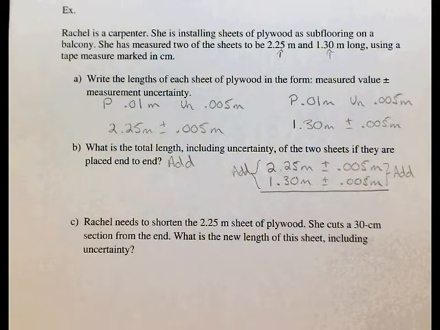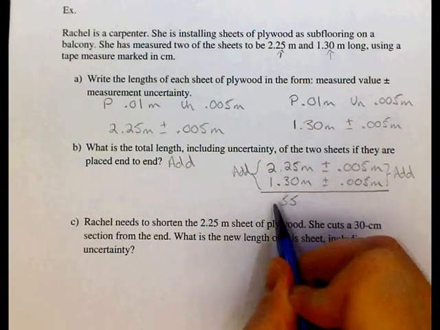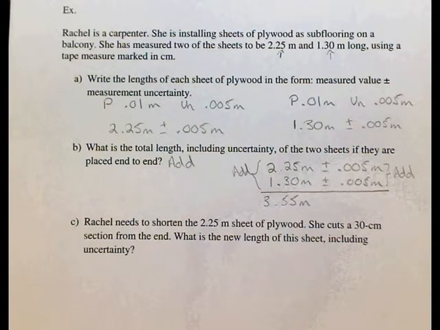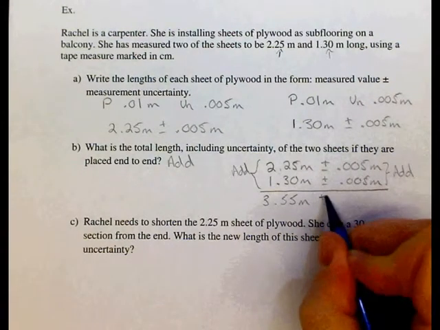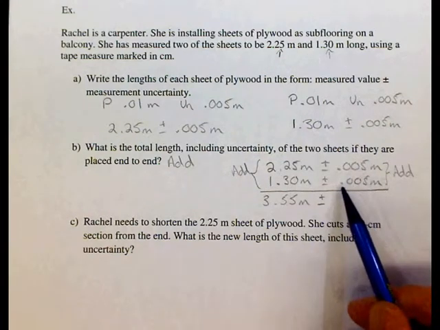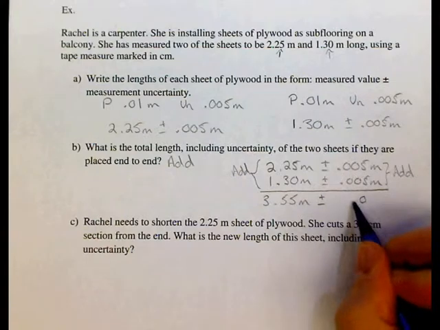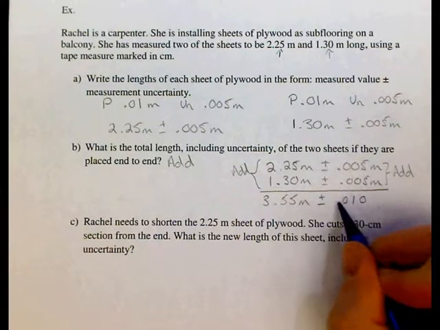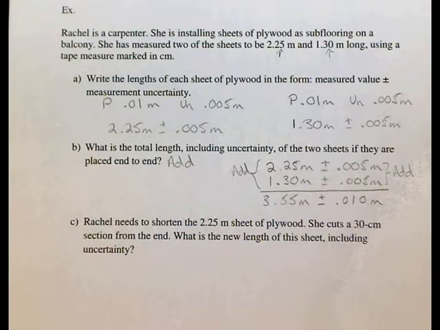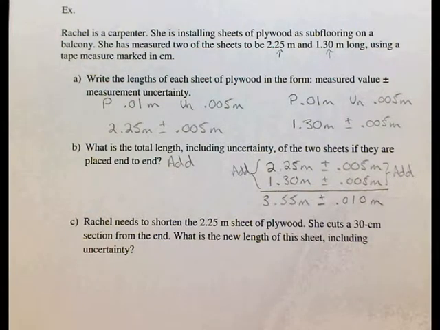So let's start with the measured value. Add them. That's a 5, 3.55 meters. Plus or minus my uncertainties. 0.005 plus 0.005. Well, that's a 0. Carry the 1. 0. Period. So my added total is 3.55 meters plus or minus 0.01 meters.